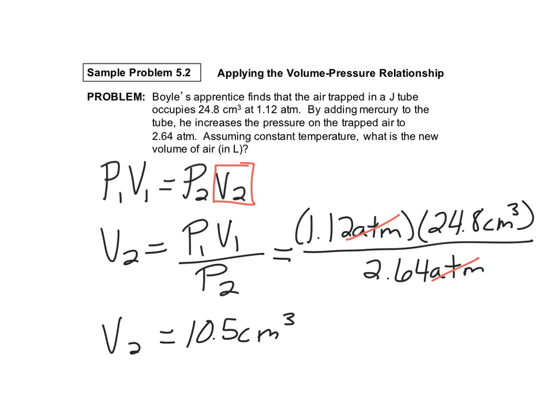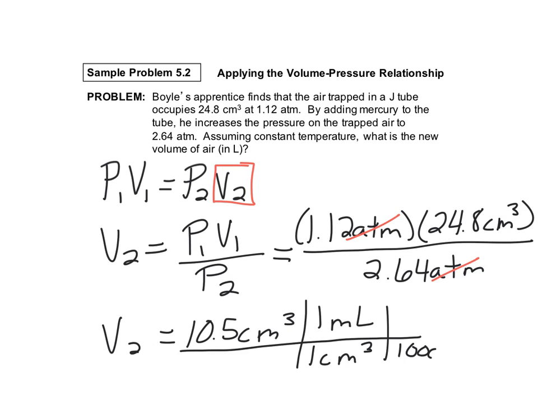They're wanting this answer in liters, so I've got to use some conversion factors here. And you'll remember when we talked about volume, in 1 cubic centimeter, there's 1 milliliter. And there are 1,000 milliliters in 1 liter. So I've got cubic centimeters divided by cubic centimeters, milliliters divided by milliliters. That's going to be equal to 0.0105 liters. Let me squeeze that unit in there. All right.